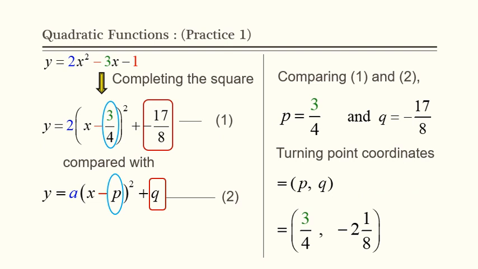Comparing the completed square forms, we gather that p is equal to 3/4 and q is equal to negative 2 1/8.